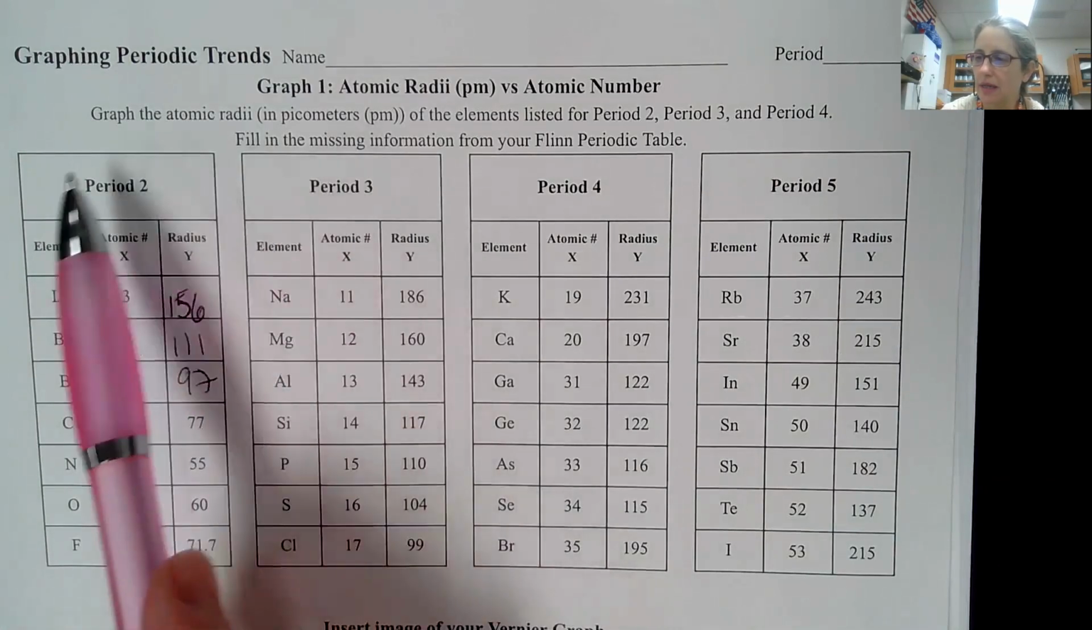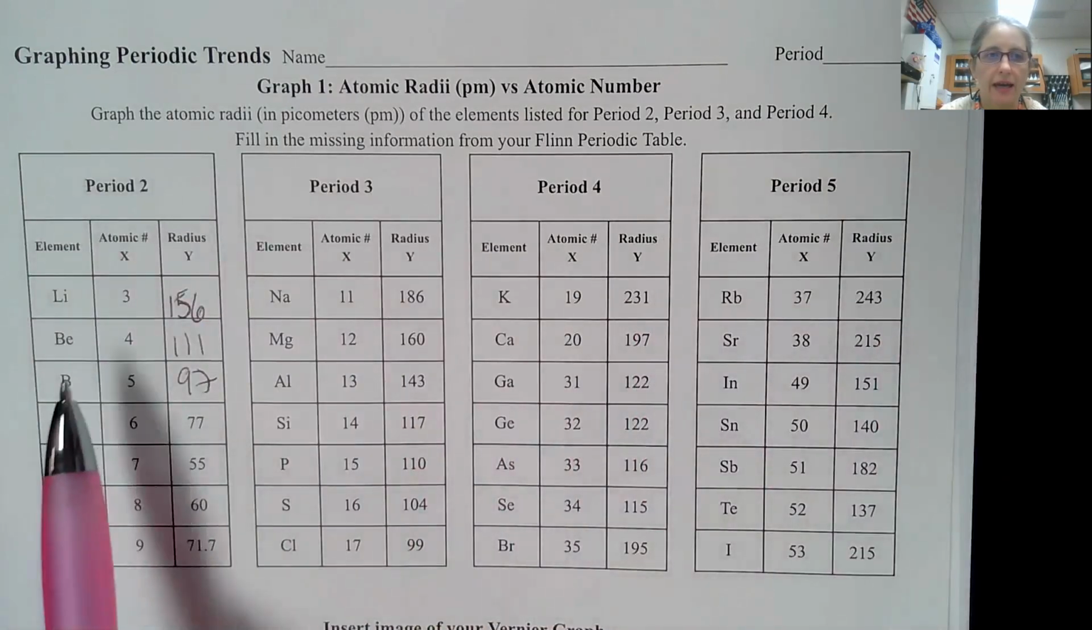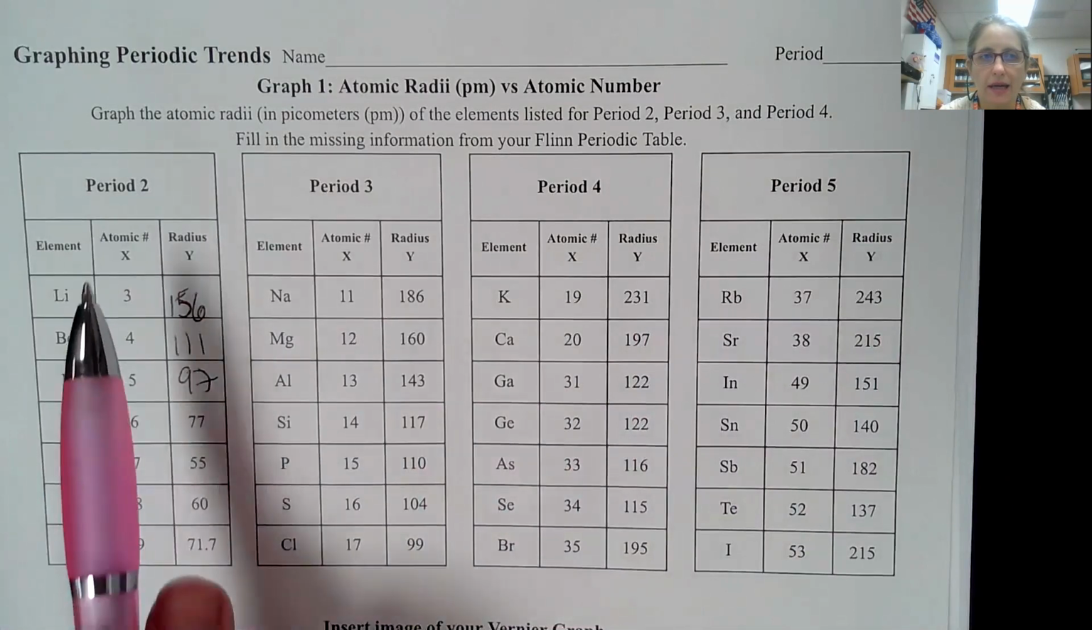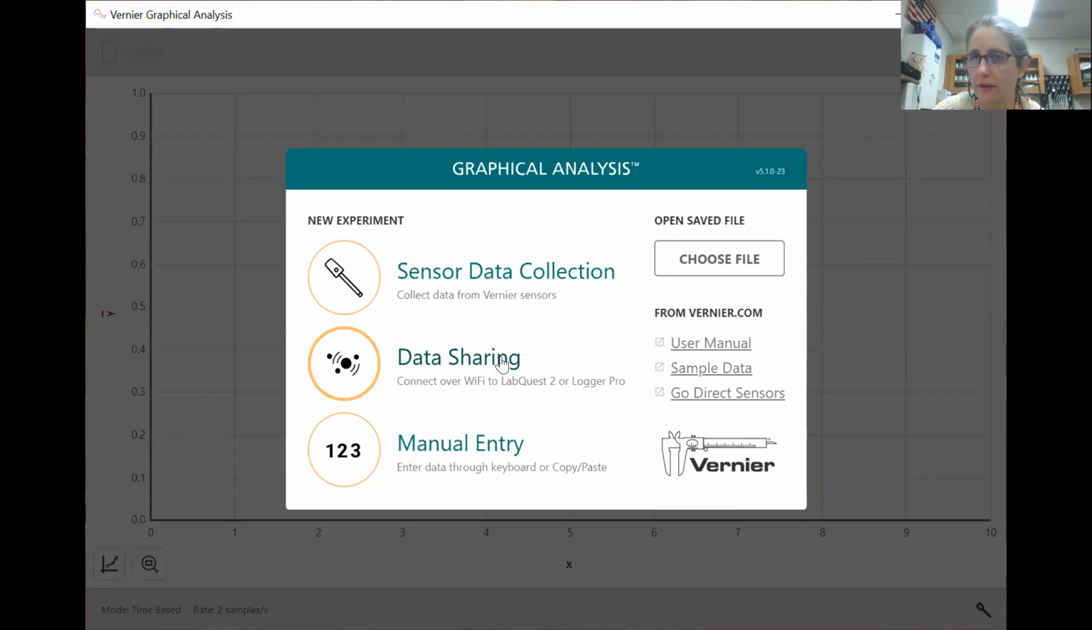So what you will see here is I have a group of data. I have periods 2, 3, 4, 5, and I have their atomic number, which is going to be on the x-axis, and on the y-axis is going to be the radius. So I'm going to switch my screen and go to Graphical Analysis.